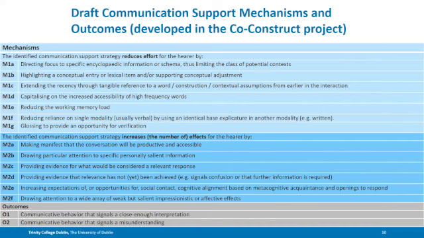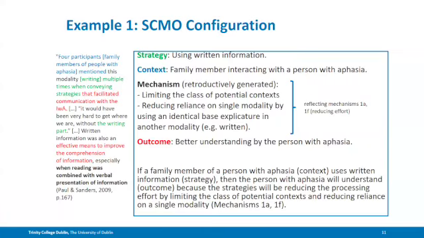You already saw this table. Mirella showed this table. So this slide shows the communicative support mechanisms and outcomes developed in the Co-Construct project. And as Mirella said, there are two main types of mechanism, those that reduce effort for the hearer and the communication support strategies that increase the number of effects for the hearer. So now I will walk us through some examples to illustrate this process and highlight the importance of this kind of in-depth understanding for developing robust program theories. So this is our first example.